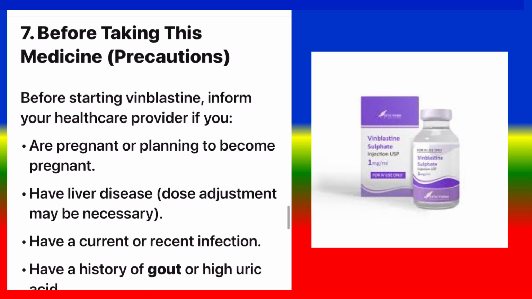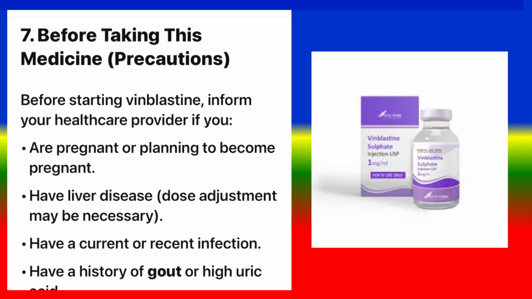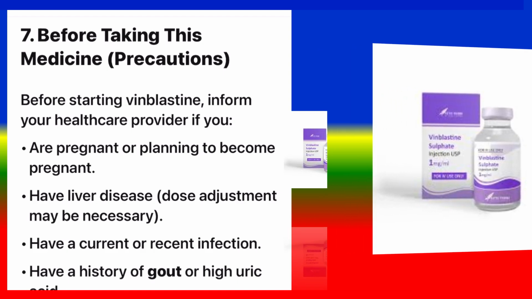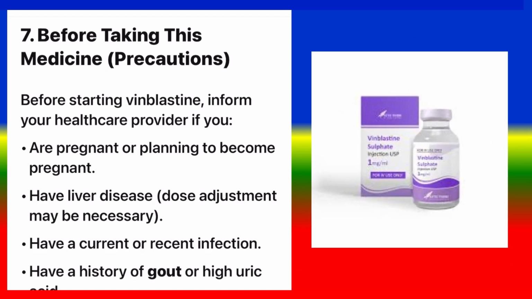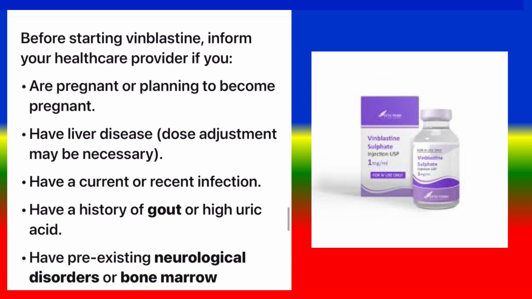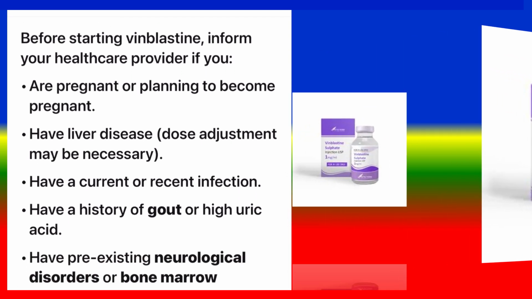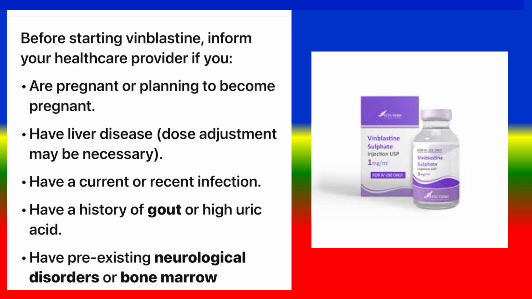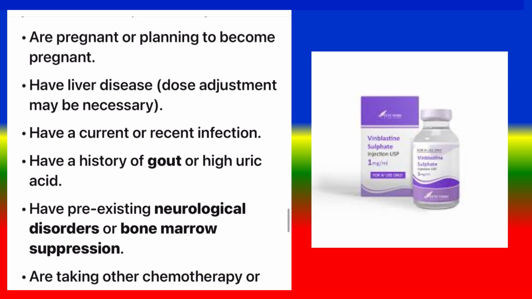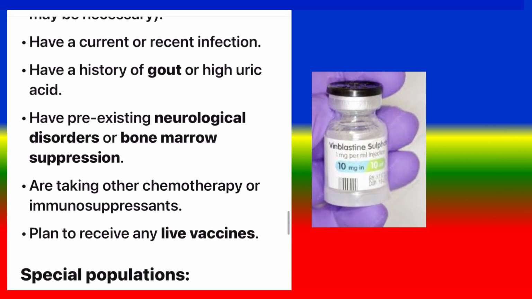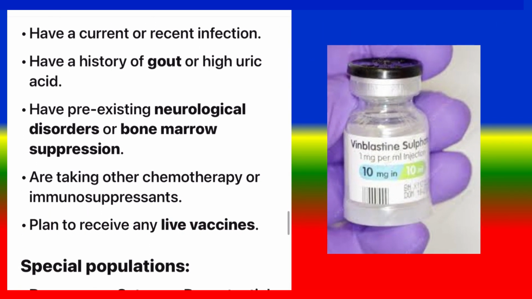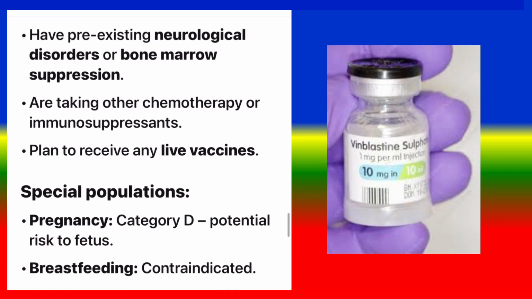7. Before taking this medicine, precautions. Before starting vinblastine, inform your healthcare provider if you are pregnant or planning to become pregnant, have liver disease, dose adjustment may be necessary, have a current or recent infection, have a history of gout or high uric acid, have pre-existing neurological disorders or bone marrow suppression, are taking other chemotherapy or immunosuppressants, plan to receive any live vaccines.